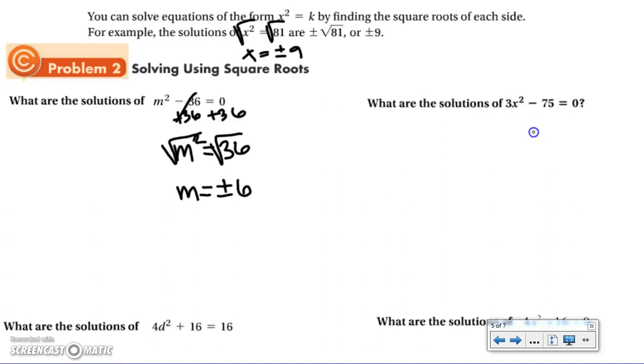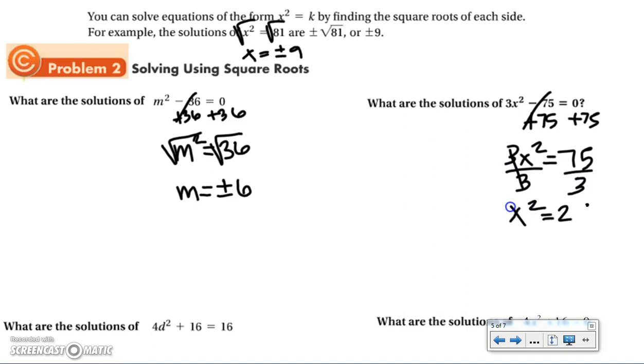Let's try this one here. Our goal is to get x by itself. So first step would be to add 75 to both sides. That cancels it here. We are left with 3x squared equals 75. Go ahead and divide by our 3. So x squared equals 25. That is 75 divided by 3.